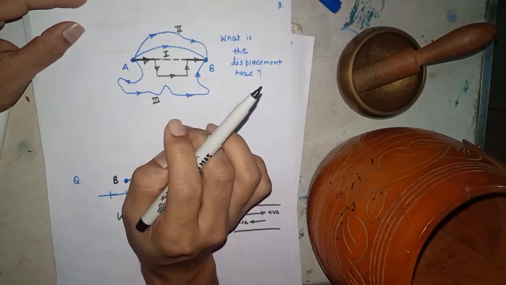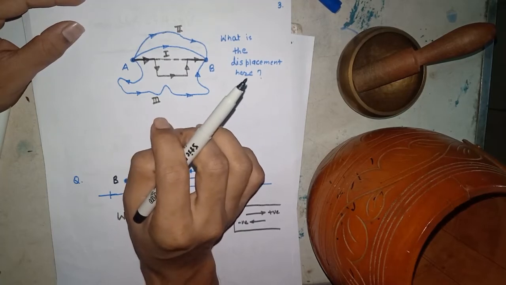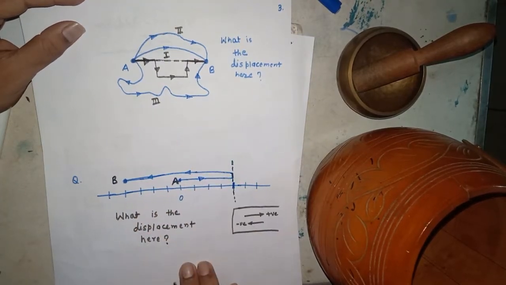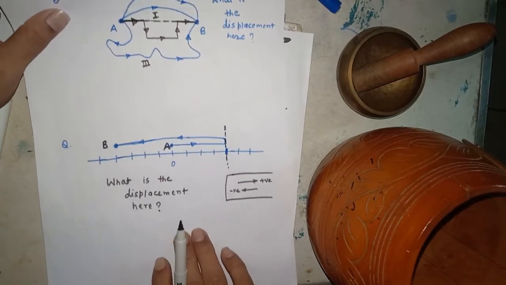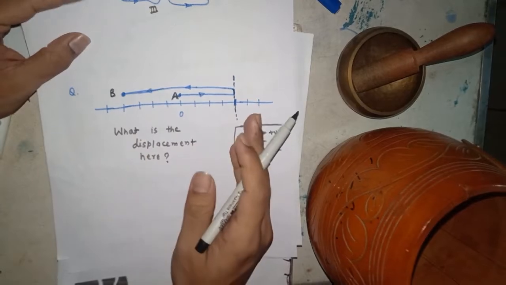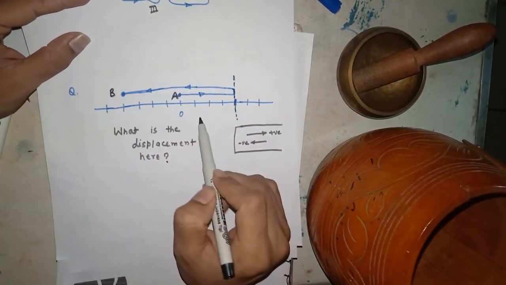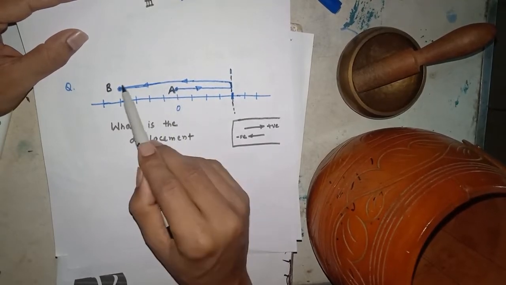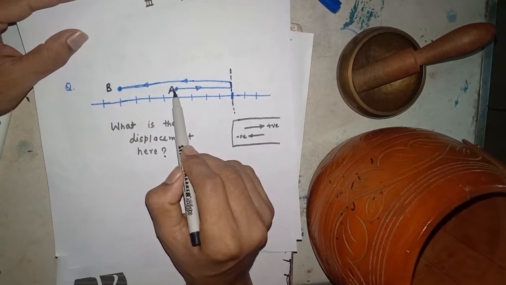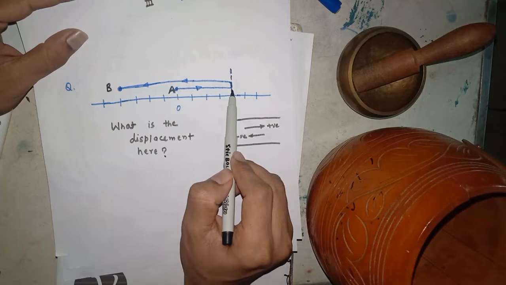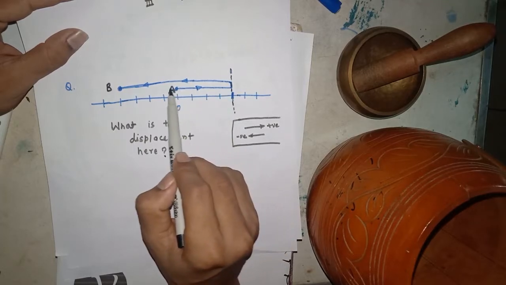That's why a vector quantity has a particular direction. So it may be negative, it may be positive, or it may be zero. I have already discussed it. What is the difference between a vector and a scalar? Here I am giving you an example. If you want to go to the point B from A, you take 4 steps ahead and then come back and go to the point B.